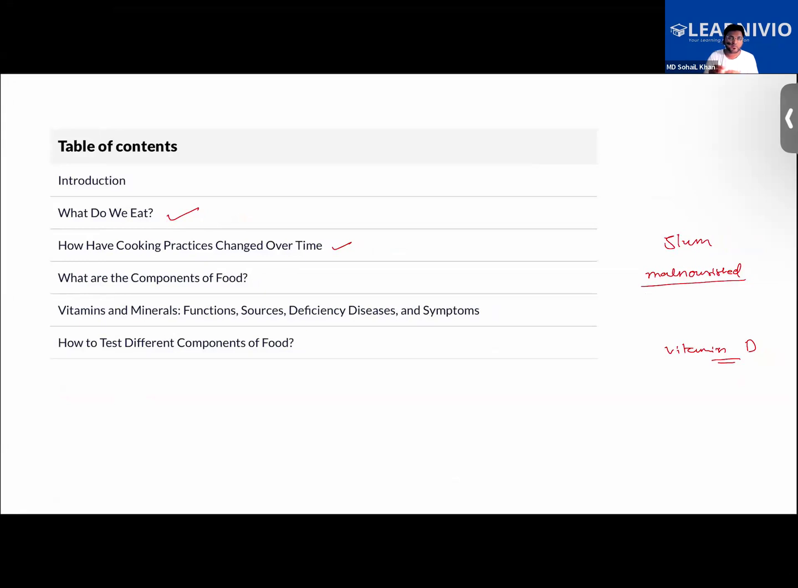What if our food does not have a sufficient amount of nutrients? If our food does not have enough proteins, vitamins, minerals, water, roughage, what kind of deficiency diseases can people suffer from? Okay.